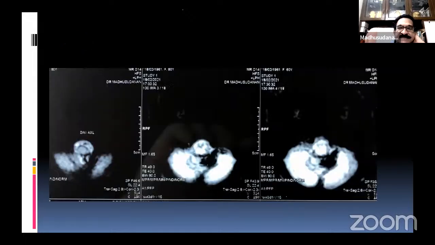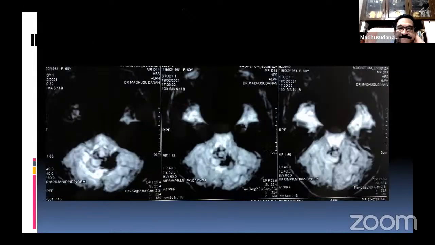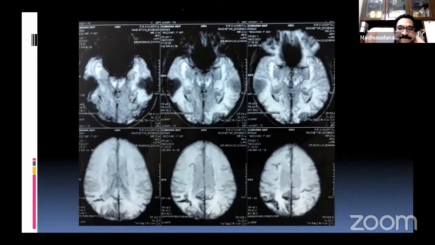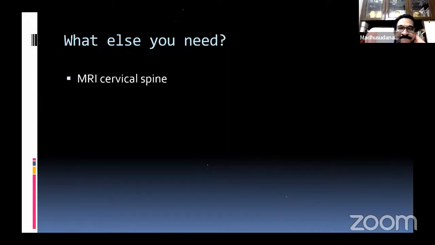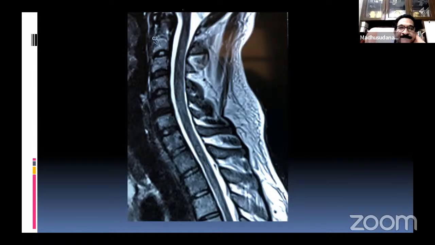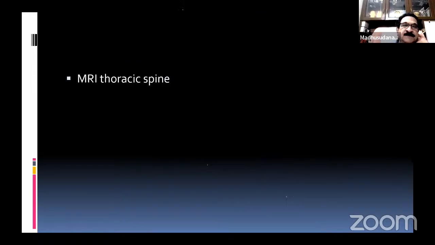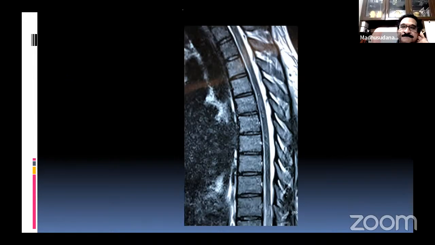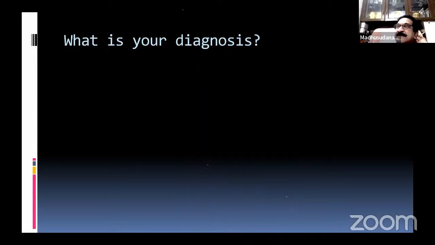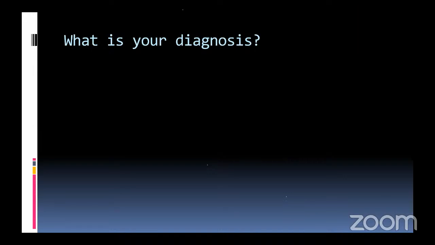Gradient echo sequence. MR of the cervical spine was normal, because of the spasticity. Dorsal spine was also done because of the spasticity in the lower limb. Okay. Now what do you want now? Superficial siderosis. Pardon?